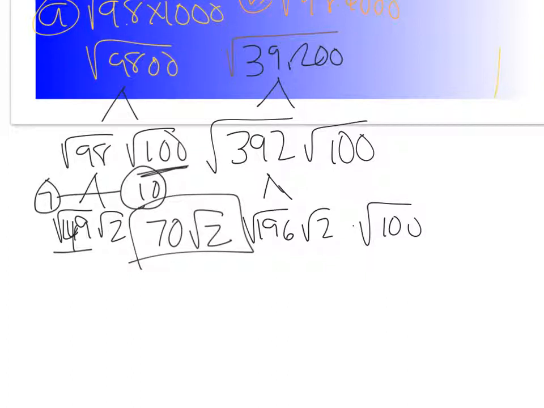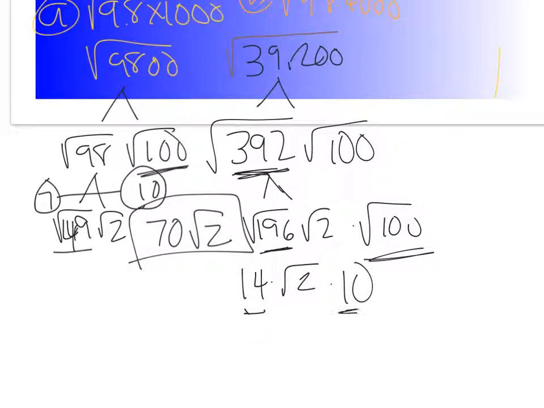So square root of 196 is 14. And the only reason I knew that is because I played around with 392. I went into the calculator, started dividing by perfect squares. 196 worked. Square root of 196 is 14. Square root of 2, I can't do anything with that. Square root of 100 is 10. So putting together what's on the outside, that's 140 square root of 2.